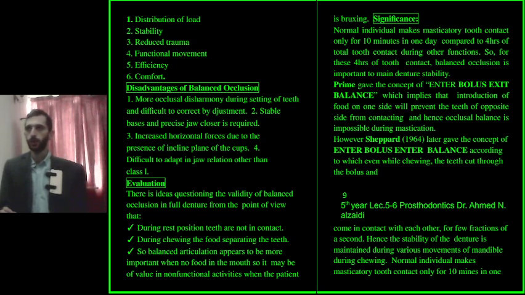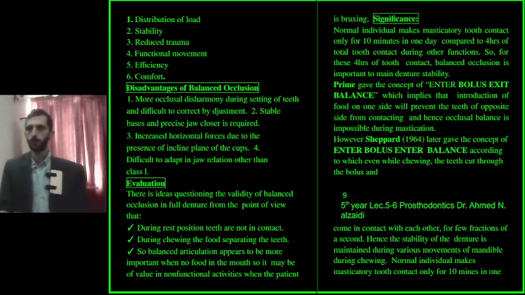Prime gave the concept of interbolus balance, which implies that introducing food on one side will prevent the teeth of the opposite side from contacting, and hence occlusal balance is impossible during mastication.